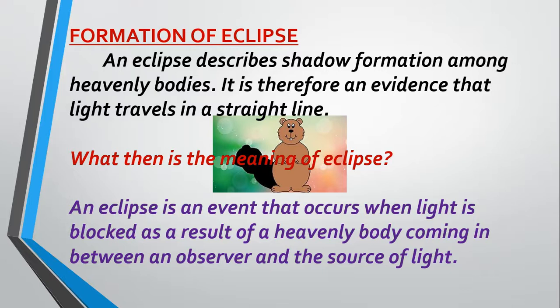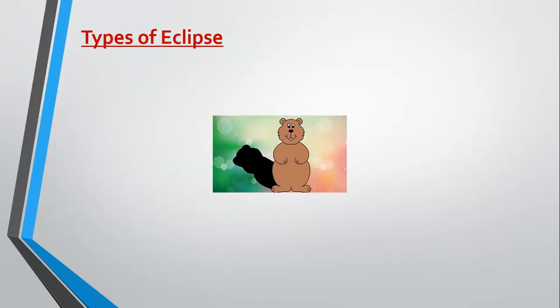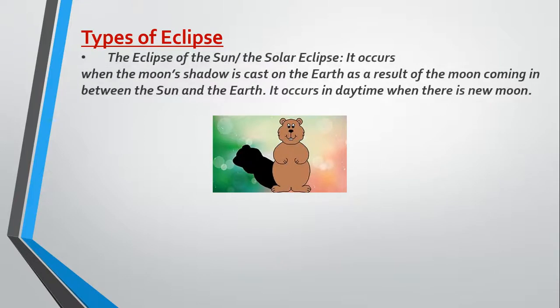Alright, let's move on to look at the types of eclipse. What are the types of eclipse? Good. We have eclipse of the sun, eclipse of the moon. So now let's take each of them with supported diagrams to understand the types. So we begin with eclipse of the sun, also known as the solar eclipse.